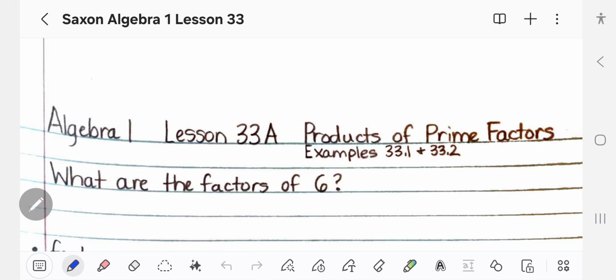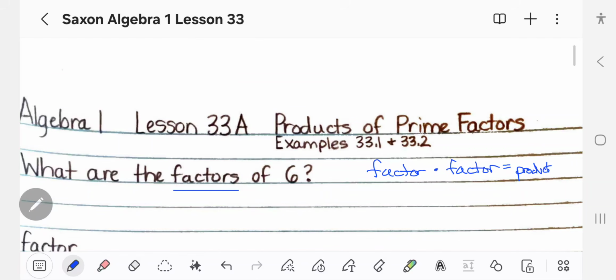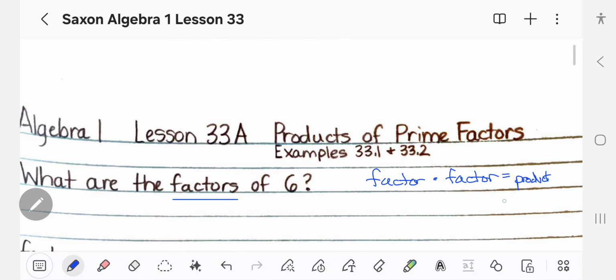What are the factors of 6? Now, we've talked about factors before. Factors you're going to multiply together. So a factor times another factor is going to equal your product. So we want things that when we multiply them together, we're going to get 6.